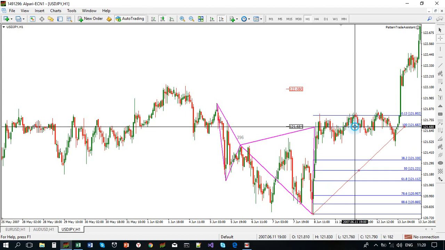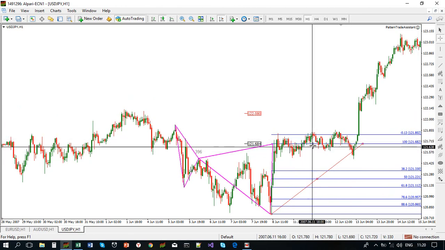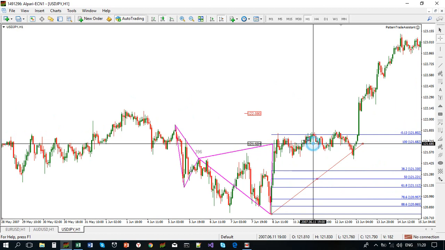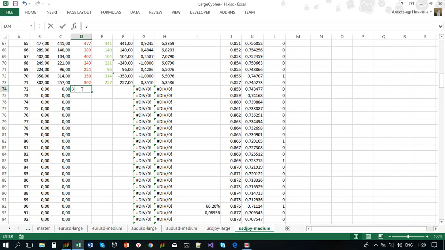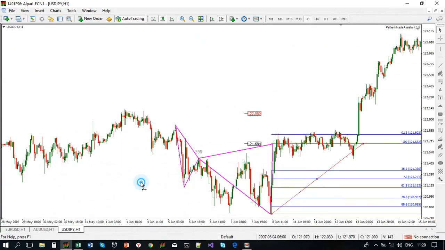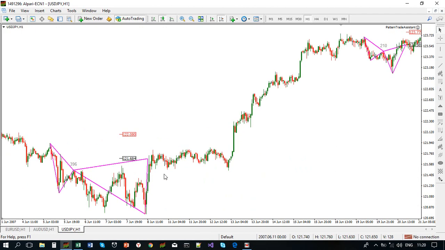Okay, the initial stop loss was 35.0 and take profit was 35.0 and the stop loss was 39.6. 39.6 to 35.0, and it equals to minus this number. Going next.